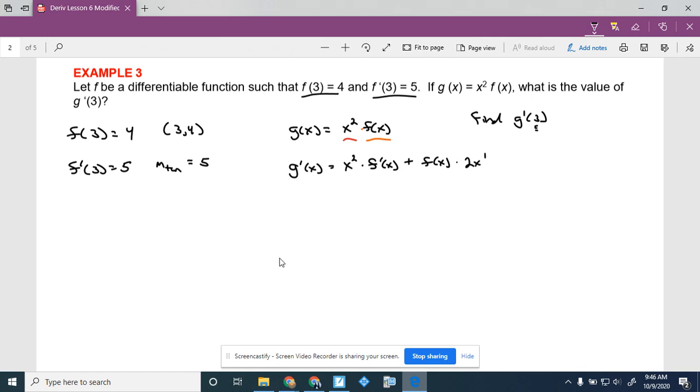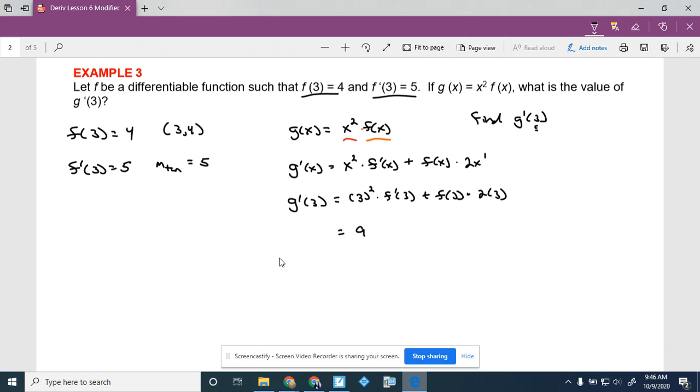So now what do I do? Well, now they want g prime of 3. So my next line would be g prime of 3. Notice this says g prime of x. Notice all the x's. Now I do g prime of 3. Just chuck 3 in where you see an x. So that's 3 squared times f prime of 3 plus f of 3, and then times 2 times 3. And you just knock this out now.